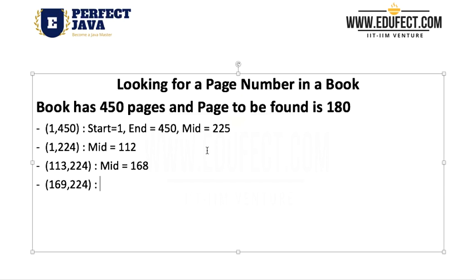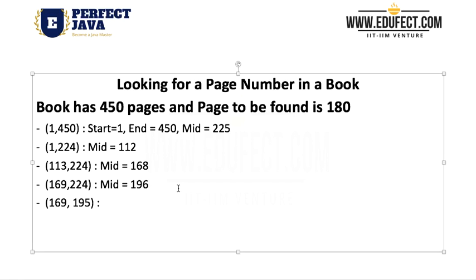And now once we calculate the mid, what will it be? Mid will be equal to 196 once we calculate it. Now what is 196? 196 is more than 180. So what do we change? Now we are looking for a page number between 169 and 195. Why 195? Because we checked till 196, so that's not the page. We will be looking for one below it because 180 was lower than 196.